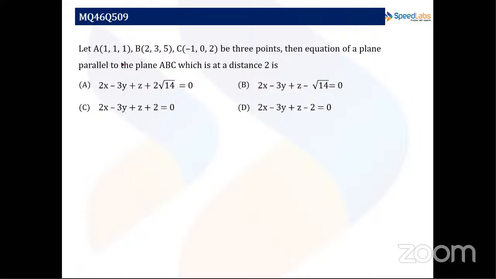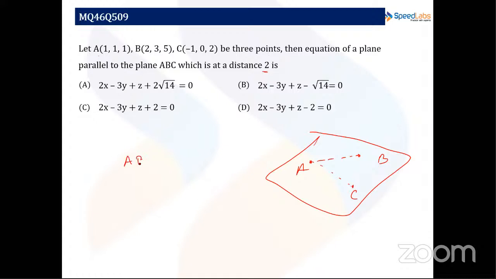We are given, let A, B, and C be the 3 points. Then the equation of the plane parallel to the plane ABC, which is at a distance of 2, is. So if we have a plane through 3 points A, B, C, we can find a vector AB and we can find the vector AC.